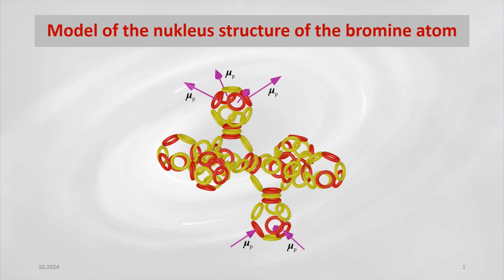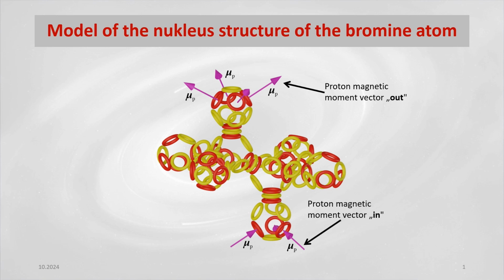The nucleus model of the bromine atom is terminated on one side by a globule with 5 protons whose magnetic moment vectors are directed radial exterior from the globule, and the other by a globule with 4 protons whose magnetic moment vectors are directed radial interior into the globule.